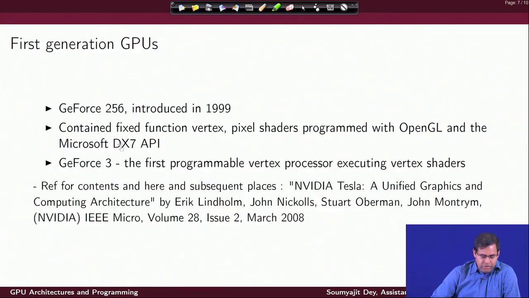For this and all subsequent contents at many places, we will be referring to this nice paper that came up in IEEE Micro in the year 2008. The paper is titled NVIDIA Tesla, a unified graphics and computing architecture. So, one of the position papers on the Tesla architecture that was published at that point of time.